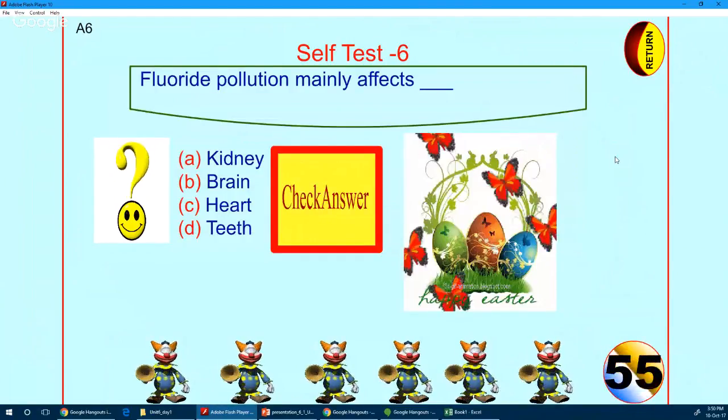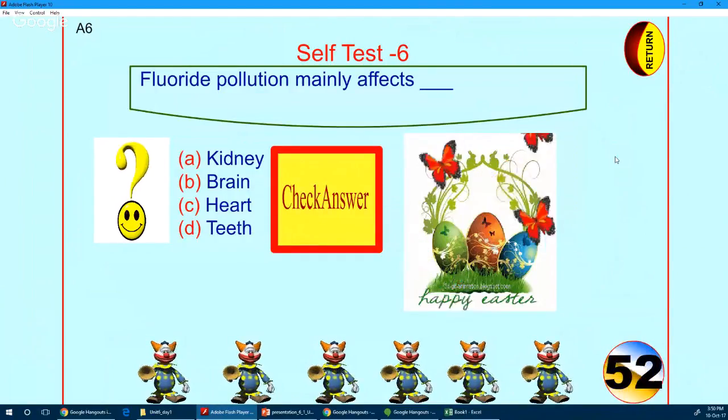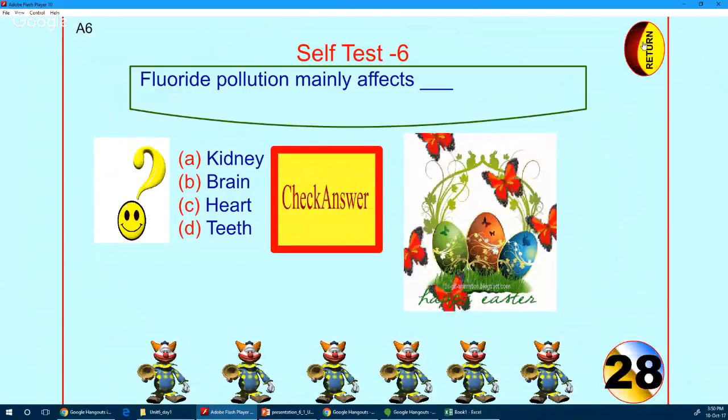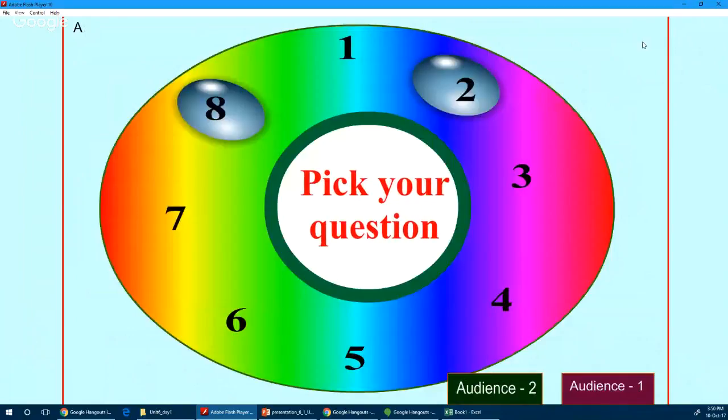Fluoride pollution mainly affects dash. This is a general one which we didn't discuss in the class. The fluoride pollution mainly, a place like Bagepalli is a highly fluoride-polluted area. What does it affect? Yes, you are perfectly right. That affects the teeth. There are 2 more questions, either 2 or 8.